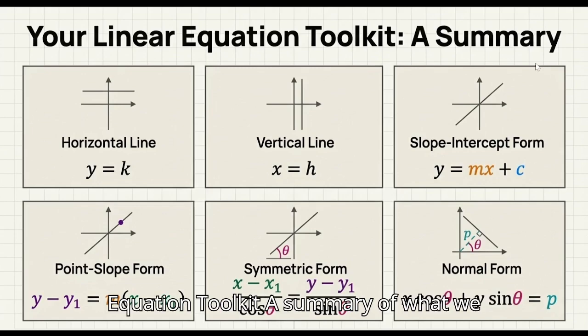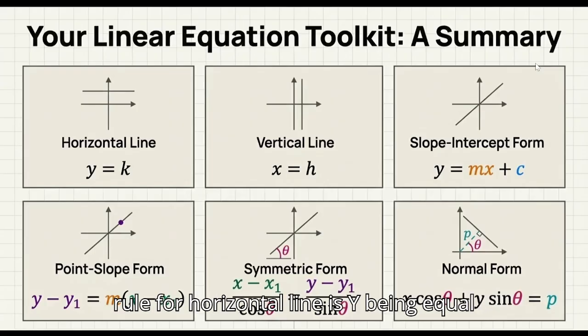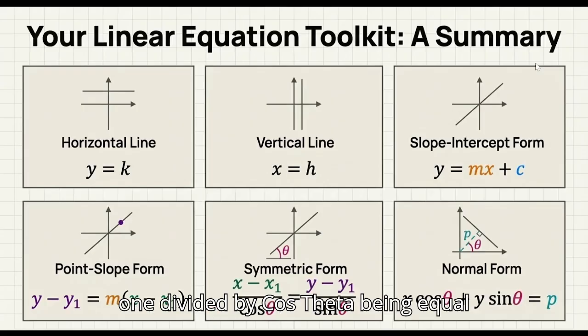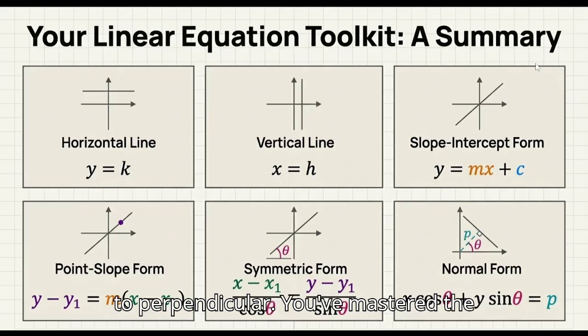Your linear equation toolkit, a summary of what we learned in this lecture. We know that the rule for a horizontal line is y equal to k, where k is a constant. The vertical line is x equal to h. The slope intercept form is y is equal to mx plus c. The point slope form is y minus y1 is equal to m into x minus x1. The symmetric form is x minus x1 divided by cos theta equal to y minus y1 divided by sin theta. And normal form is simply x cos theta plus y sin theta is equal to perpendicular.